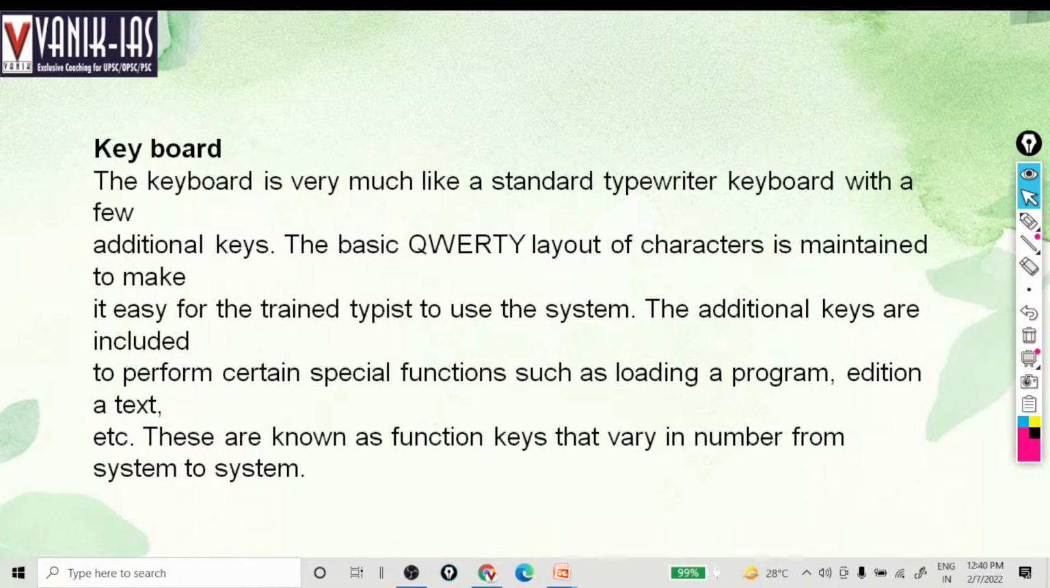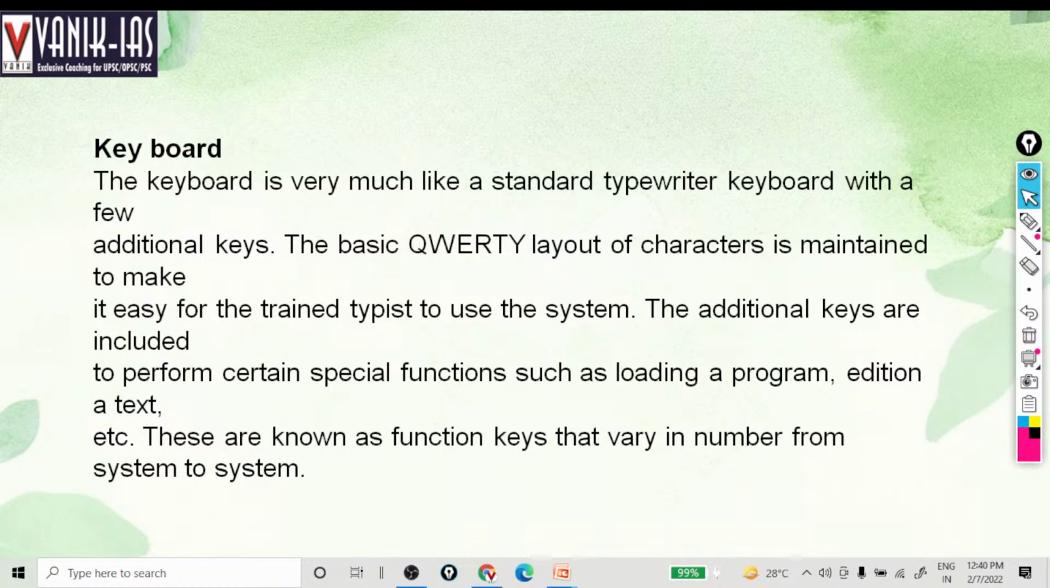One is the keyboard. It's a very standard typewriter keyboard. There are various keys, and the basic QWERTY layout of characters is maintained to make it easy to use the system. QWERTY, right? QWERTY means every letter is there. Earlier there was no QWERTY keyboard.